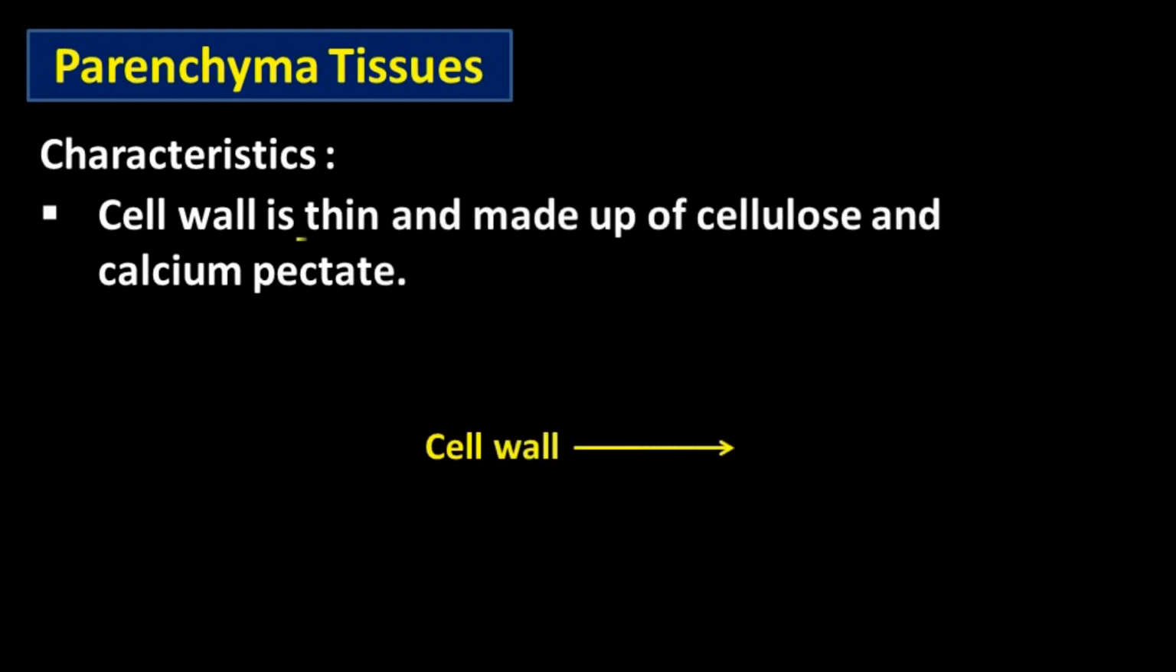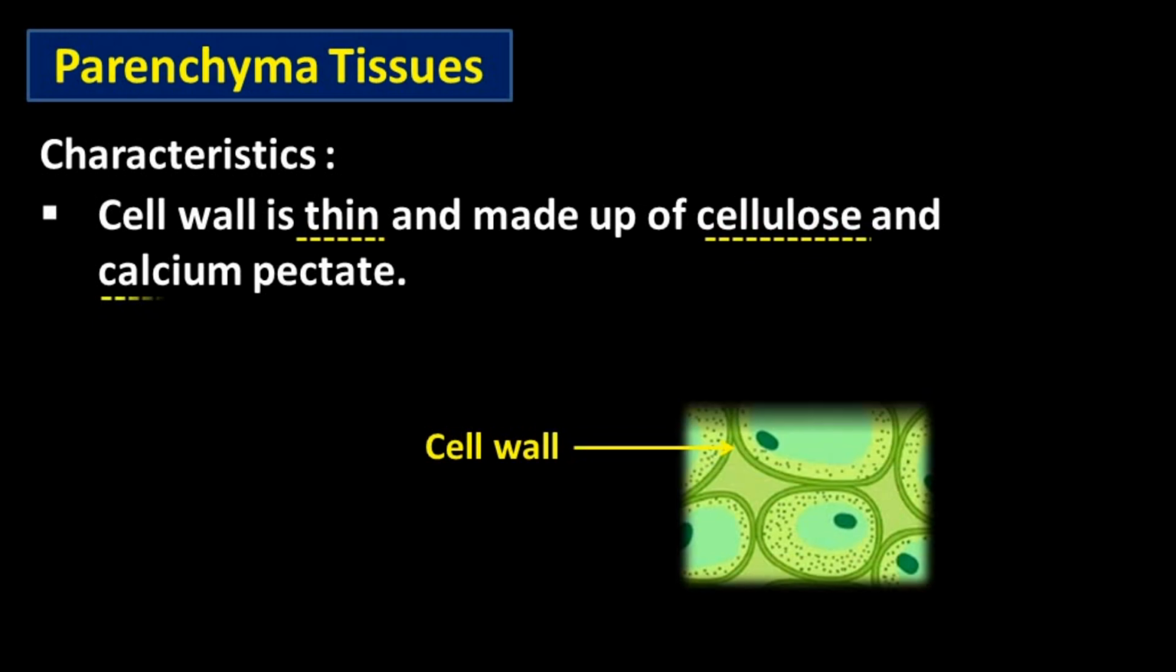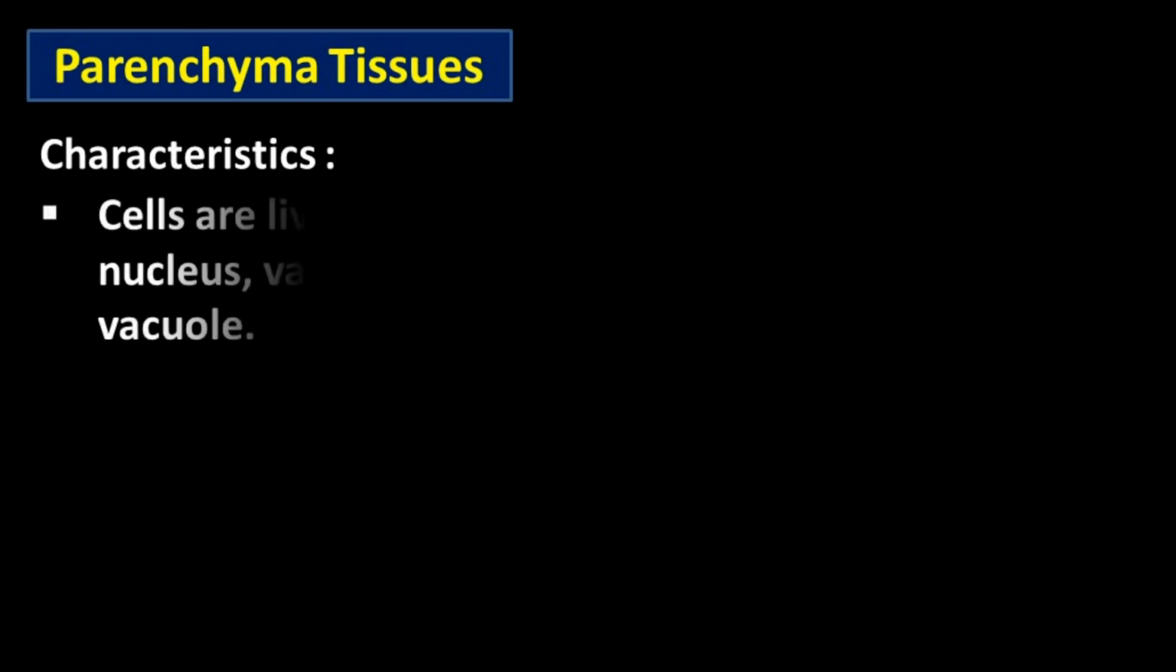Cell wall is thin and made up of cellulose and calcium pectate. सेल वॉल किस तरह का होता है? थीन होता है और सेल वॉल बनता है फ्रॉम सेलुलोज एंड कैल्शियम पेक्टेट. सेलुलोज एंड कैल्शियम पेक्टेट से सेल वॉल बनता है. दिस इज थीन and there is the intercellular space between these tissues.